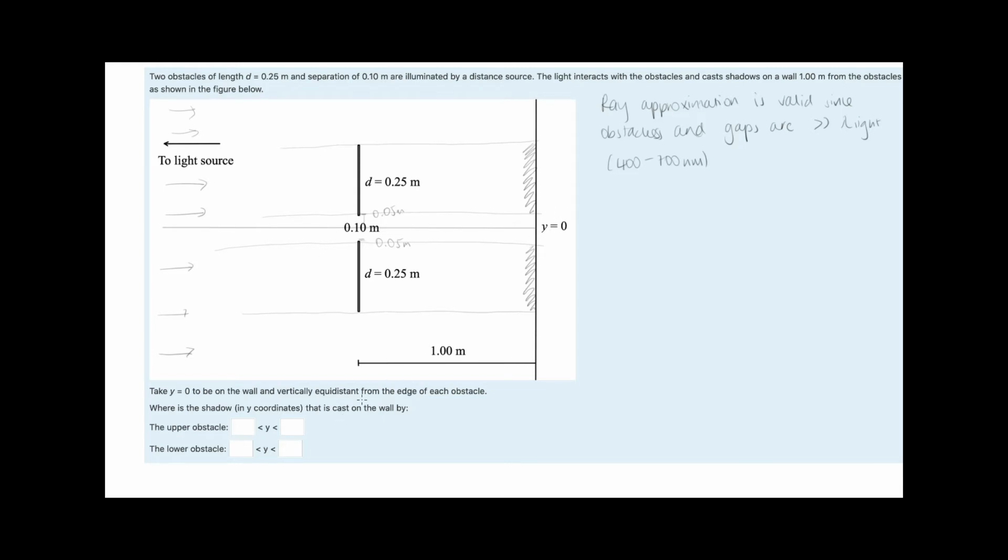Therefore, for the upper obstacle, the lower bound is going to be 0.05 meters, and the upper is going to be 0.25 plus 0.05, so it's going to be 0.3. And for the lower, it's going to be negative 0.05 down to negative 0.30. And that's the answer to this first part.